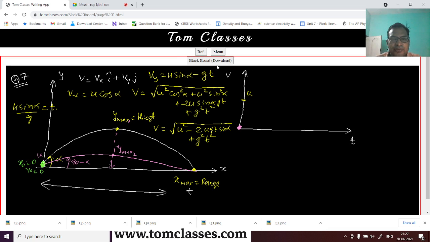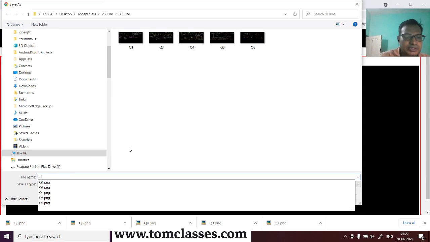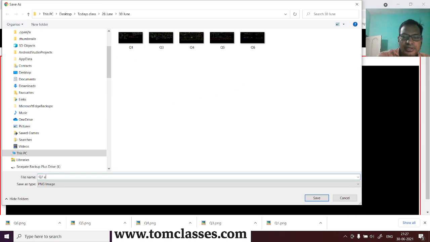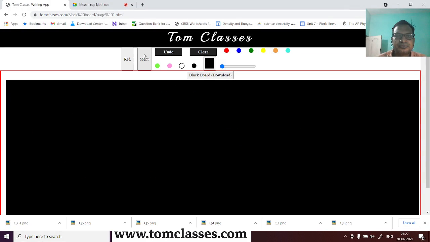Let me first save this because I have limited space here. Let me call this question 7a, and let me do the velocity in a new sheet. So v will be given by Vx i plus Vy j. This is question 7, second part.